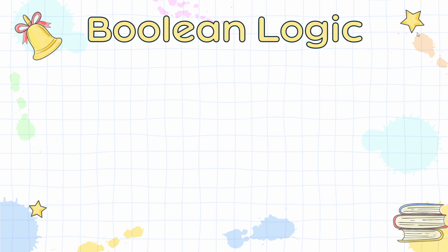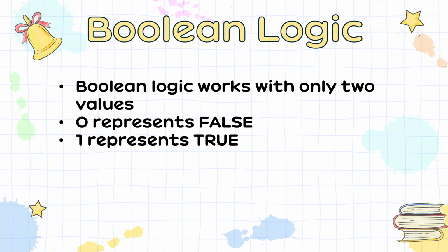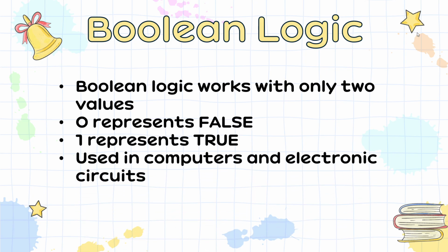Let's start with Boolean logic. Boolean logic works with only two values, 0 and 1. 0 represents false and 1 represents true. Even though this system looks very simple, it is the basic language used by computers and electronic devices.